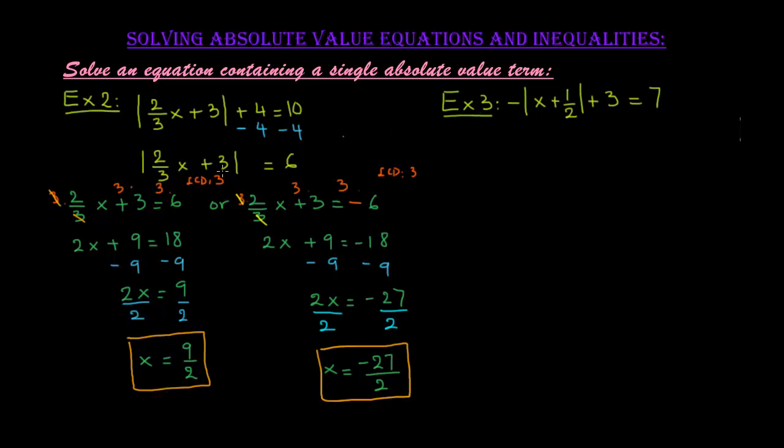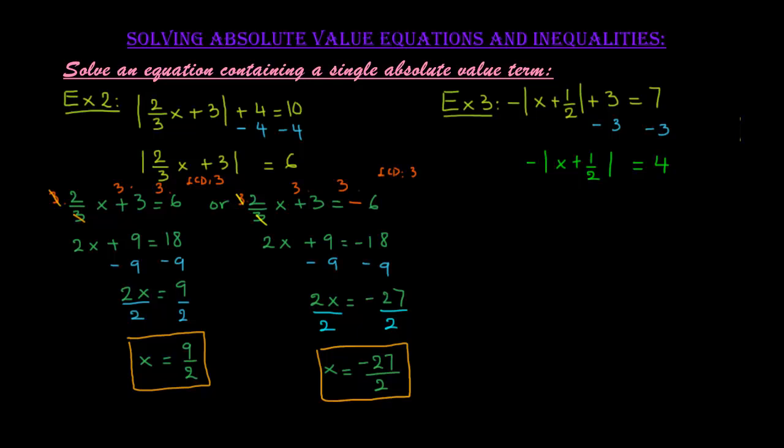Okay, now in example 3, we have negative absolute value of x plus 1/2, plus 3 equal to 7. So again, we have to set the absolute value by itself. So I need to move all the other terms, and the number does not necessarily have to be on the right side. So we're going to isolate the absolute value, subtract 3 on both sides. You will have negative absolute value of x plus 1/2 equal to positive 4.